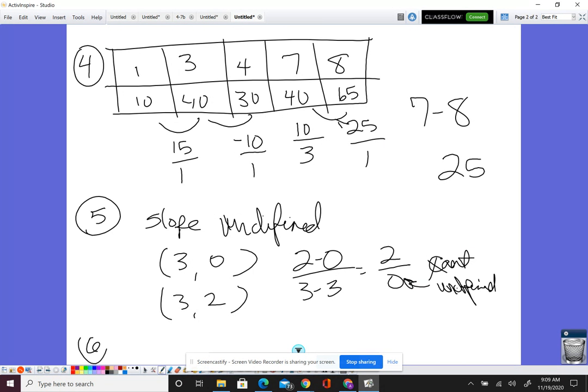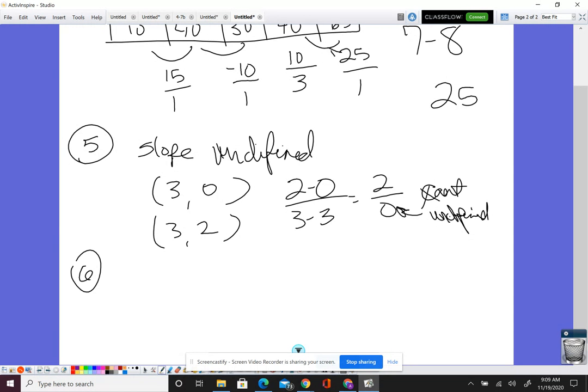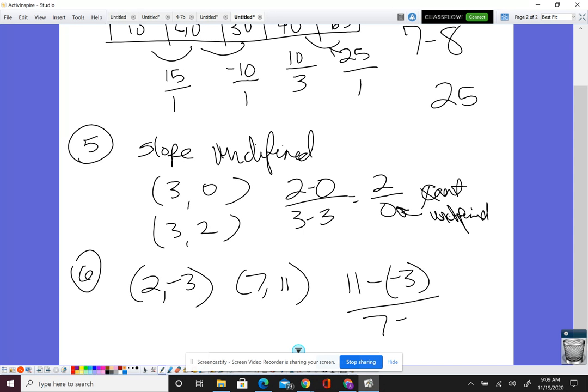Number 6, find the slope of the line that contains 2, -3 and 7, 11. 11 minus -3 over 7 minus 2. So that's going to be 14 over 5. And that doesn't reduce down, so you just leave it as 14 over 5.